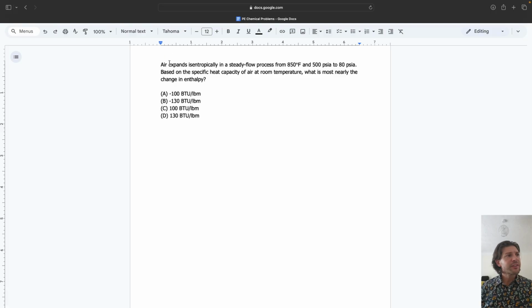We know that air is expanding isentropically. That means that the temperature is going to decrease, which means that the enthalpy is going to be negative. Thus, our answer of negative 130 BTU per pound mass makes sense, and B is the right answer.